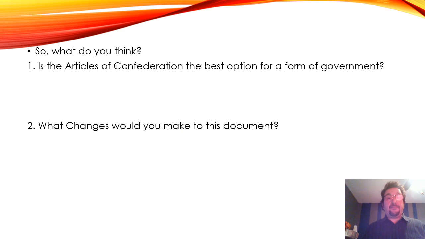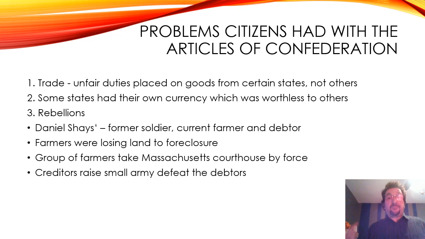All right, finally. So what do you think? That shouldn't be next, but whatever. So is the Articles of Confederation the best option for our form of government, and what changes would you make to this document? So finish that up, and let's also look at the 3 big reasons why people did not like the Articles of Confederation. The problems citizens had with the Articles of Confederation are listed right here. So jot these things down, and also finish up with what would be those 2 pieces there at the end. The Articles of Confederation, is it the best form of government, and what changes would you make?